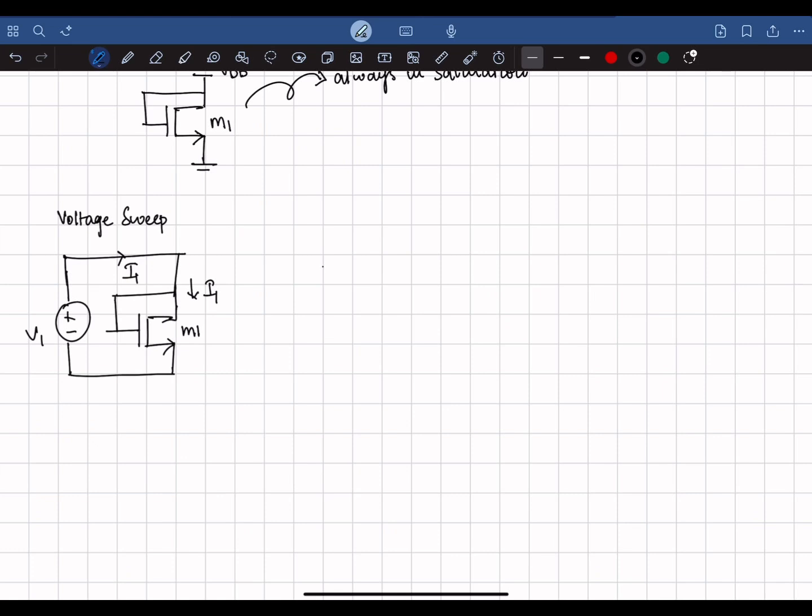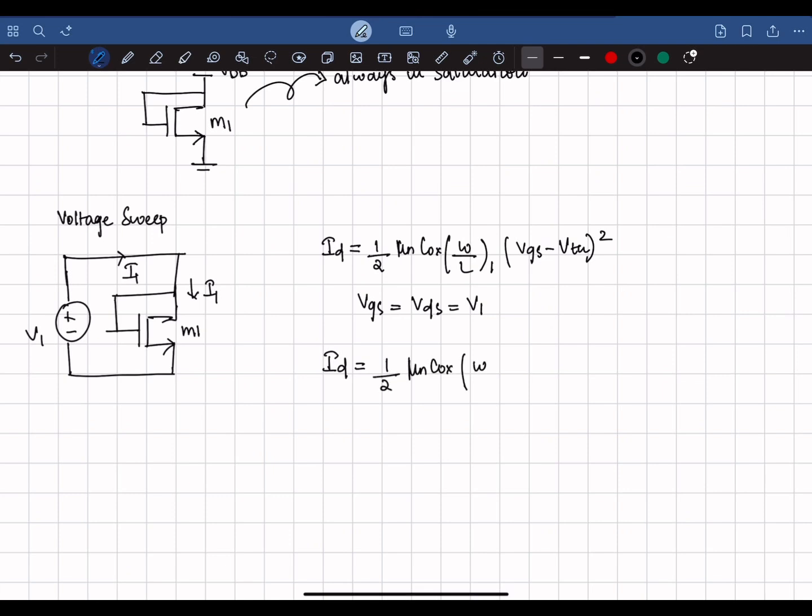So we know that M1 is in saturation, so ID is equal to 1/2 mu n Cox W/L1 (VGS minus VTH) the whole square. Here VGS is equal to VDS, which is equal to V1. Changing the equation accordingly, we get 1/2 mu n Cox W/L (V1 minus VTH) the whole square. This will give us a quadratic equation behavior.